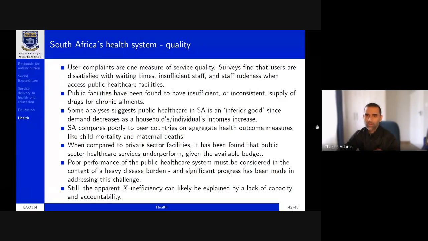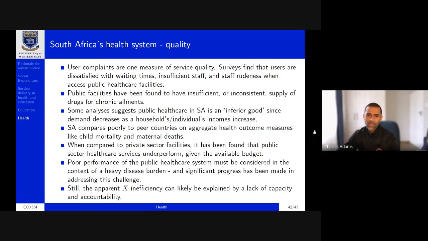And public facilities have been found to be insufficient or inconsistent in terms of the supply of drugs for chronic ailments. And analyses suggest that public healthcare in South Africa is an inferior good. What this suggests, and the reason that we have this result, is that there is a great demand for private healthcare, despite the fact that free healthcare is available to citizens. Often people prefer to pay for private healthcare as opposed to opting for the free services that are available from government.